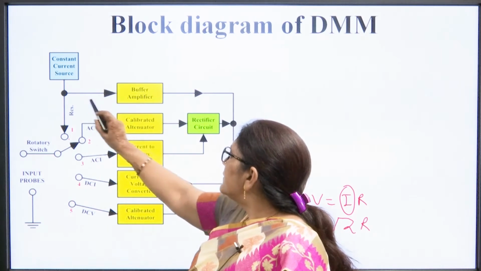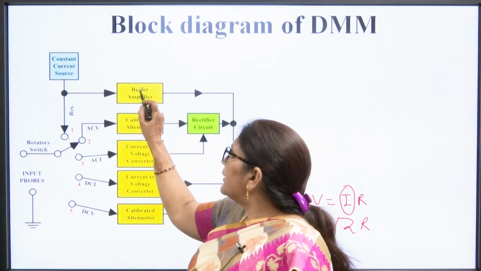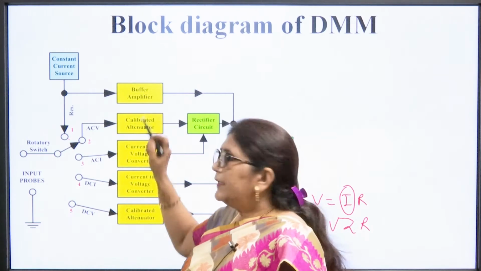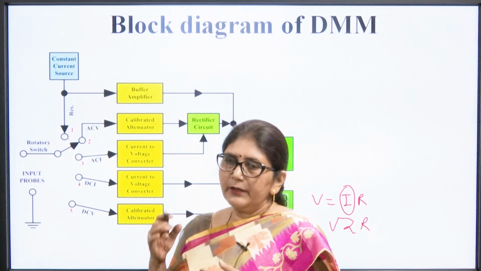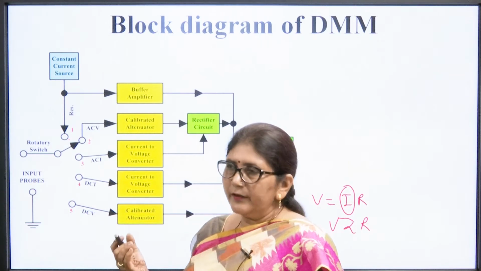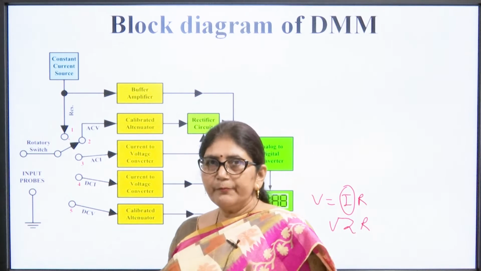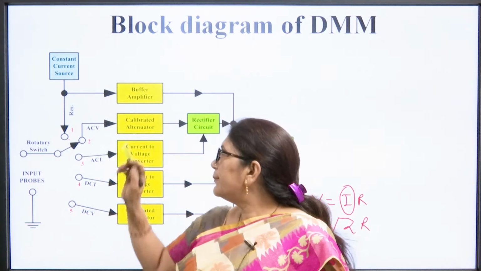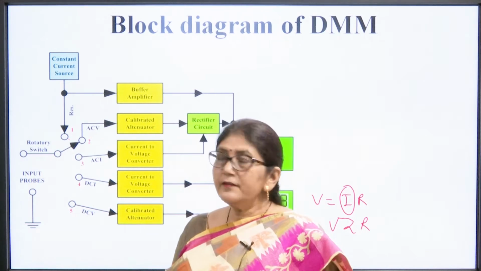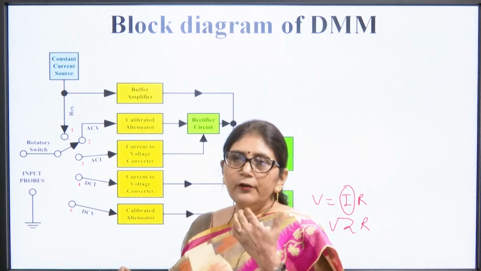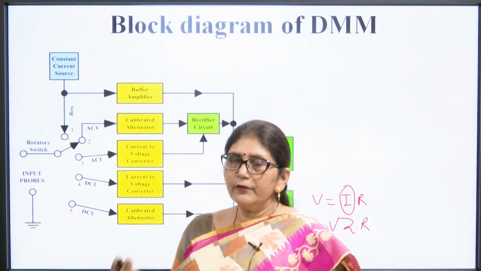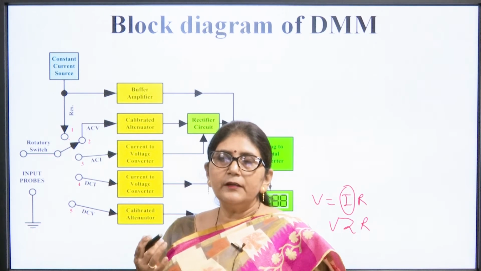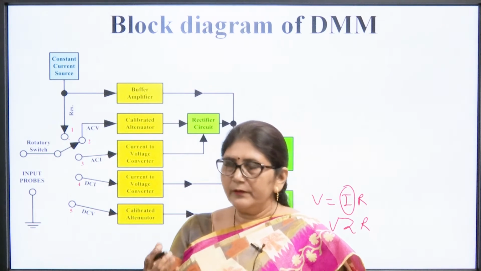The constant current source output is fed to the buffer amplifier. A buffer amplifier is basically an amplifier whose voltage gain is 1, but the benefit of a buffer amplifier is that it provides very high input resistance. Because of this high input resistance, the multimeter will not load the circuit, so there is no loading effect. Because of loading effect the measurement would not be proper.